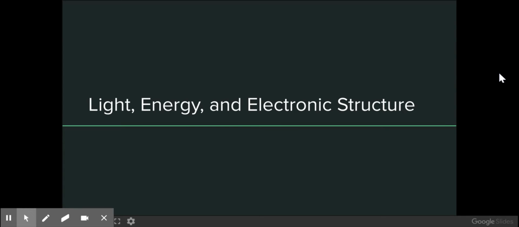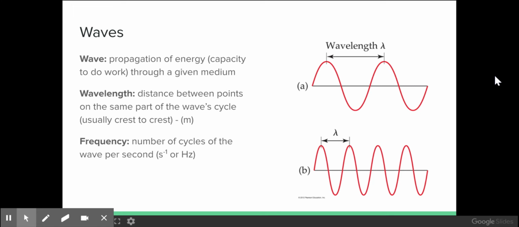We're going to start with just a very basic overview of light and energy, and then we're going to move more into electronic structure at a later lesson. Waves are simply the propagation of energy, which energy is defined as the capacity to do work through a given medium. And light happens to be a type of wave.